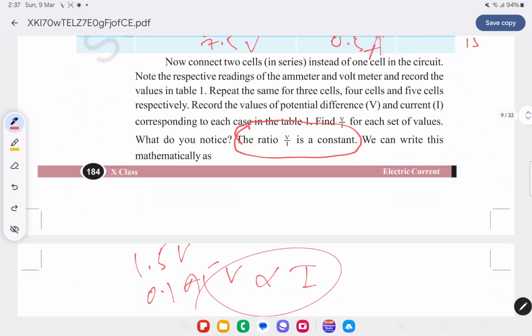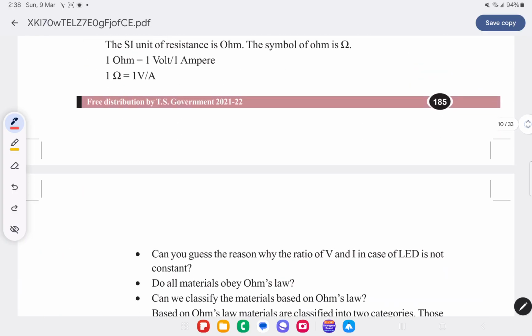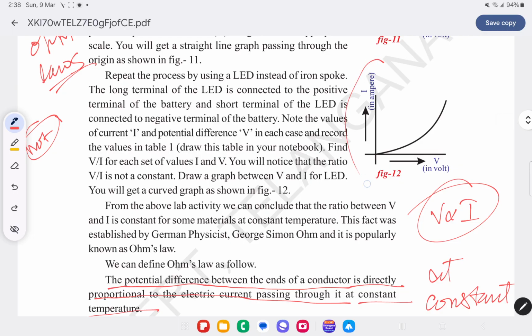So for an ohmic material, if you draw the VI graph, on the x-axis we should take voltage and on the y-axis we should take current. If you draw this VI graph for an ohmic material, you will get a straight line passing through the origin. And if you draw this for a non-ohmic material, you will get a curvature like this. You won't get a straight line. So for an ohmic material the graph will be a straight line, and for a non-ohmic material it will be a curvature. Getting this point, right?